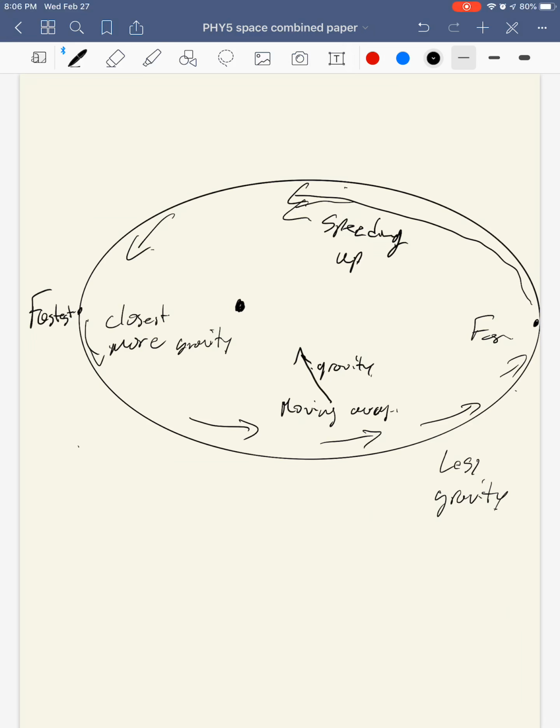You have more gravity as it's getting closer, and less gravity as it's moving away. So your key points are that when it's closest, it's moving fastest. That's when it has the most gravitational force. So it's fastest, with the most gravitational force, when it's closest. It has the least gravity when it's far away, and this is also when it's slowest.